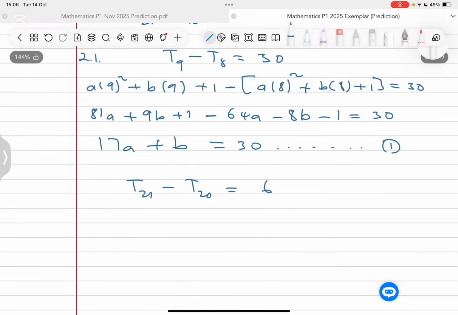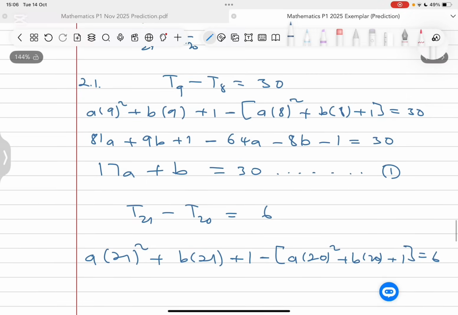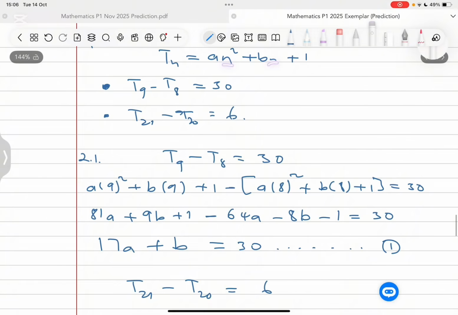So when we put a 21, we're actually going to have a times 21 squared plus b times 21 plus 1, but we're subtracting here. We're saying this is going to subtract. I'm going to put square brackets here, the a, but now our n is 20 squared plus b times 20, and we have plus 21. And this we're saying is going to be equals to 6. I hope we are following each other and we can see what we are doing. I'm doing the same operation that I did with the first one, except in this case I'm using a 20 and a 21. I'm substituting them there.